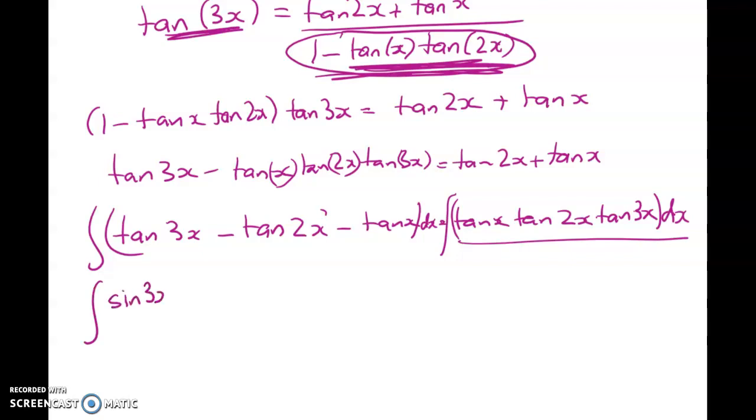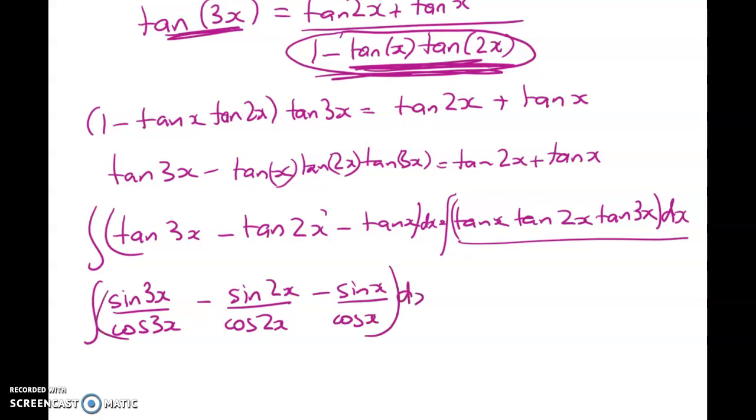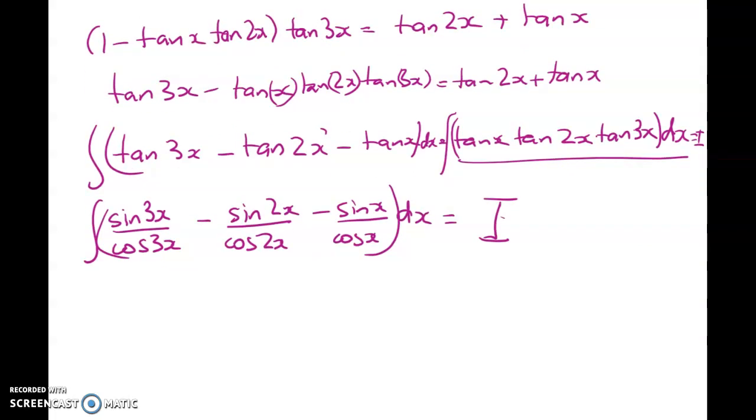So tan of 3x is equal to sine of 3x over cos of 3x minus sine of 2x over cos of 2x minus sine of x over cos of x dx is equal to this. So I'm actually going to call that I, just to speed things up a bit. Right. And here you can see that we've got our pattern where we've got f dash of x over f of x. So you should immediately at this point in the year be seeing that that integrates to give me a natural log with a little bit of adjustment.